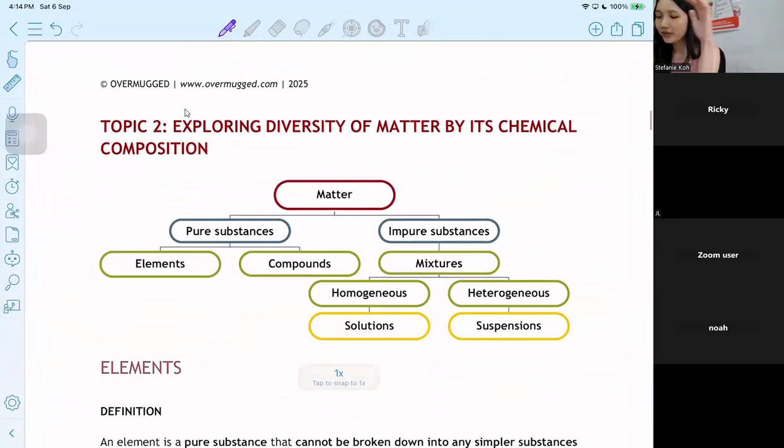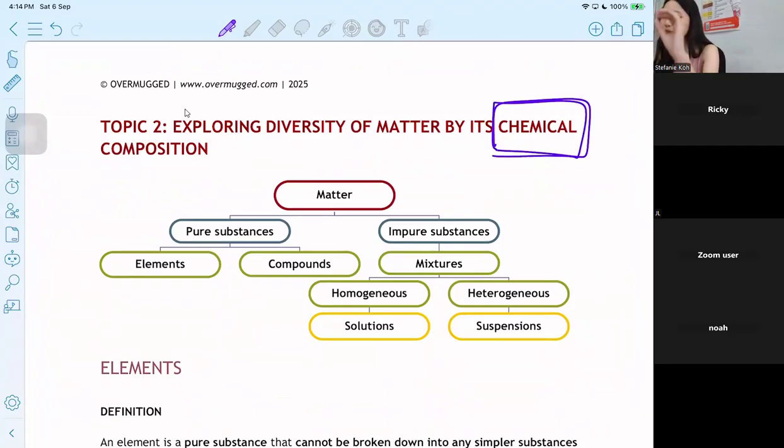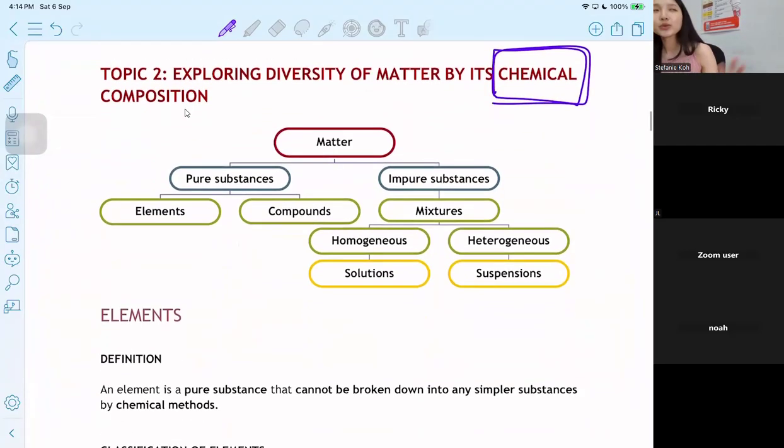Next, done with the first chapter. Very simple, right? Just physical properties. Next one, we're looking at the chemical part. This is where it gets a little bit more content heavy, so that's why we have this flow chart to help you visualize.